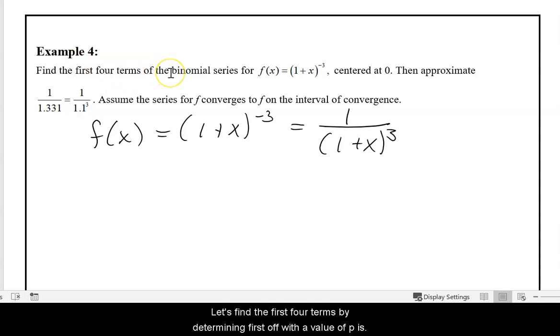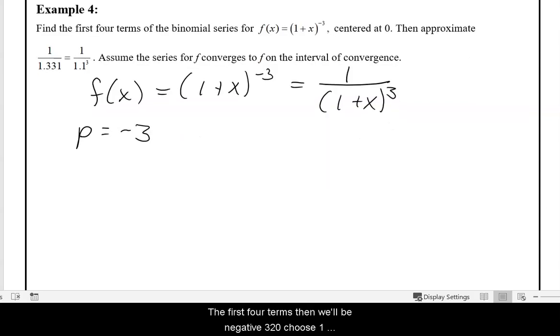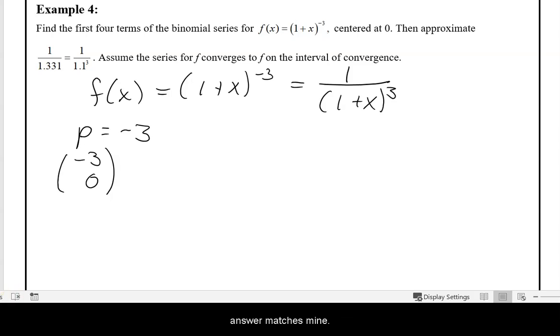Let's find the first 4 terms by determining first off what the value of p is. The value of p cannot come from the rational function form. It must come from the binomial power form, which tells us that p must be negative 3. The first 4 terms then will be negative 3 choose 0, choose 1, choose 2, and choose 3. We will compute the 4 individually, then turn the video back on to see if your answer matches mine.